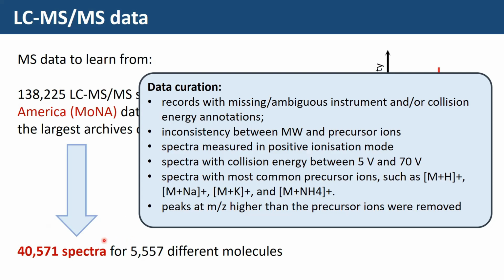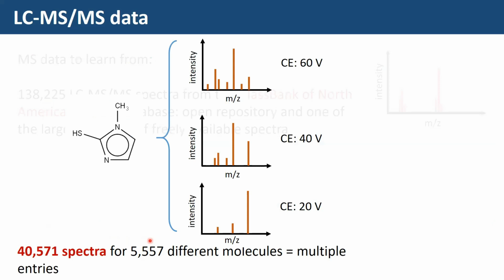These spectra were associated with 5,500 chemicals. This means that for the same chemical, we can have different mass spectra, which were measured in different experimental conditions. Here you have two options. Some people merge the information from all the spectra to get a unique, let's say, super spectrum. So they try to combine the information. We used the opposite approach, and we retained all the separate spectra.